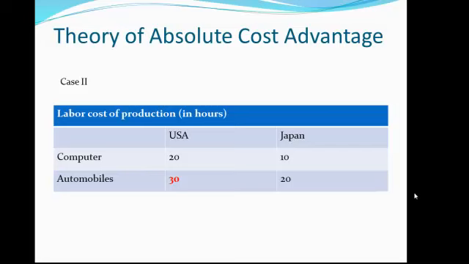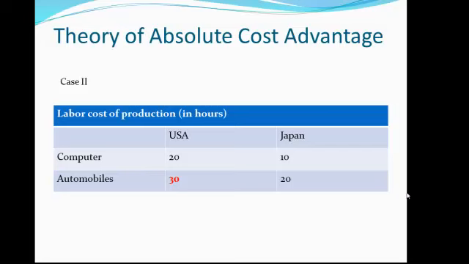In this, David Ricardo says absolute production costs are irrelevant. Here, USA has absolute cost advantage over both the products, computers as well as automobiles. Therefore, the relative advantage is 2:1 in favor of USA in computers, and 1.5:1 for automobiles, which is only 50% advantage.